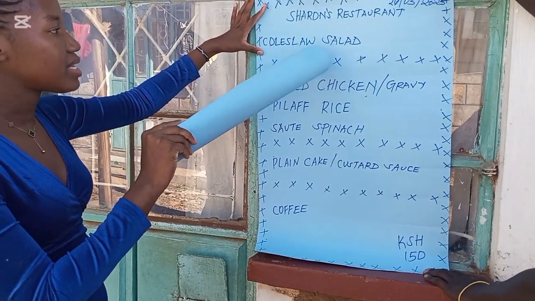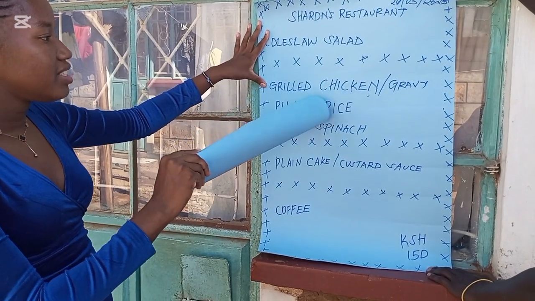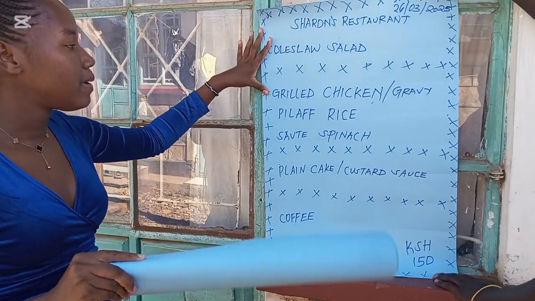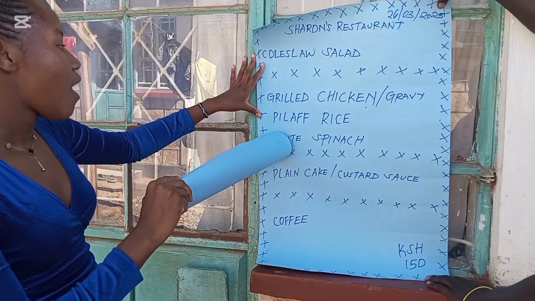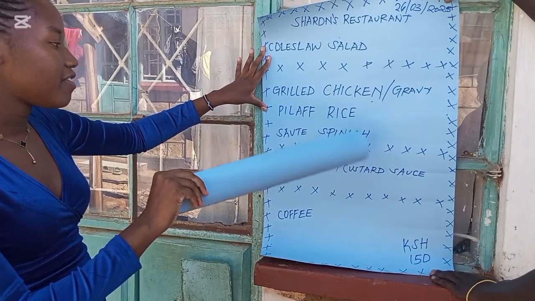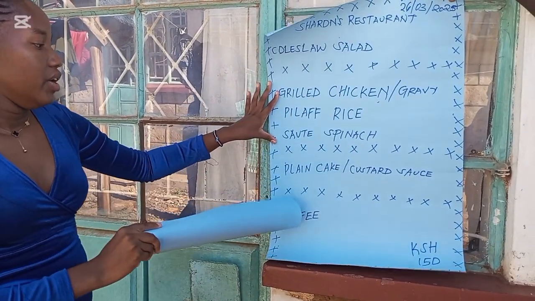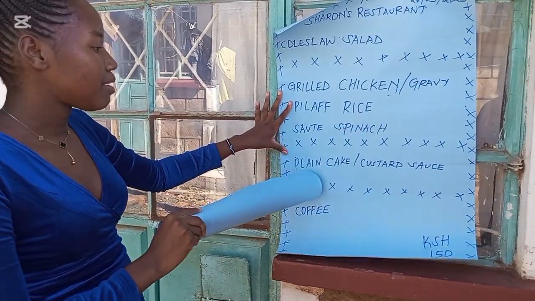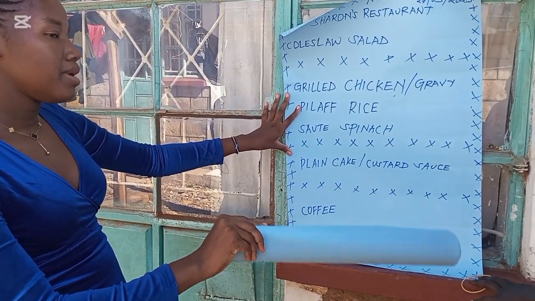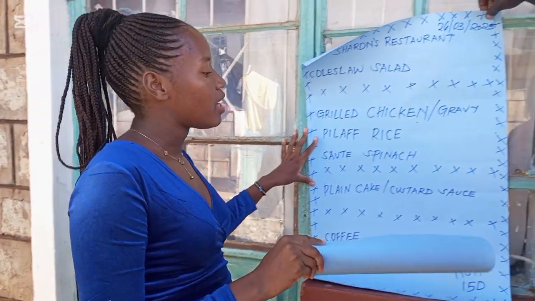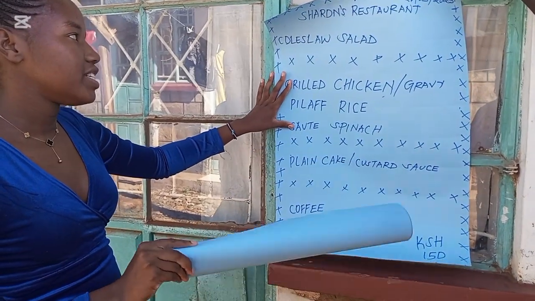Here our starter will be coleslaw salad. Protein will be grilled chicken with gravy sauce. Each time you are preparing a dry protein, you'll have to have accompaniments. So our carbohydrate, pilaf rice, and vitamin, sauteed spinach. If your starter is cold, your dessert will be hot. So here we'll have a plain cake with custard sauce. Then we'll have coffee, either with milk or without milk. And then you will have to price your menu. Here my menu, I price it at 150 shillings.